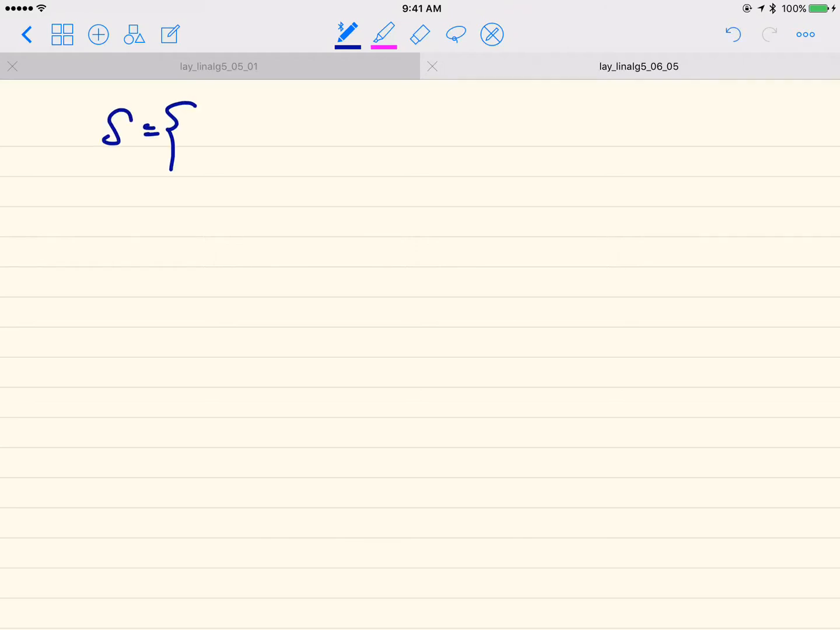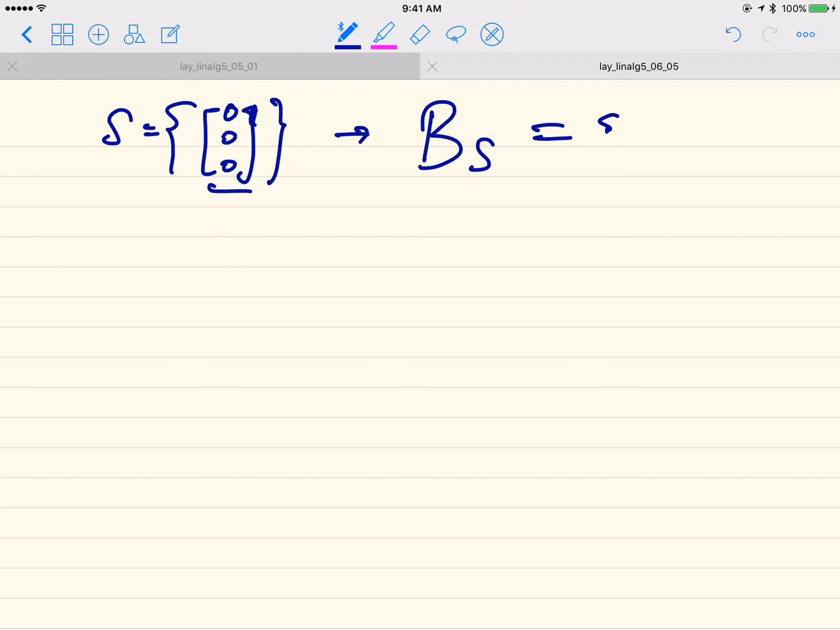Okay, your subspace is in three-dimensional space, but it contains only 0. In this case, what is the basis of subspace S? Is it 0 or what? Just 0. It could be natural to think that way, but the answer is the empty set.